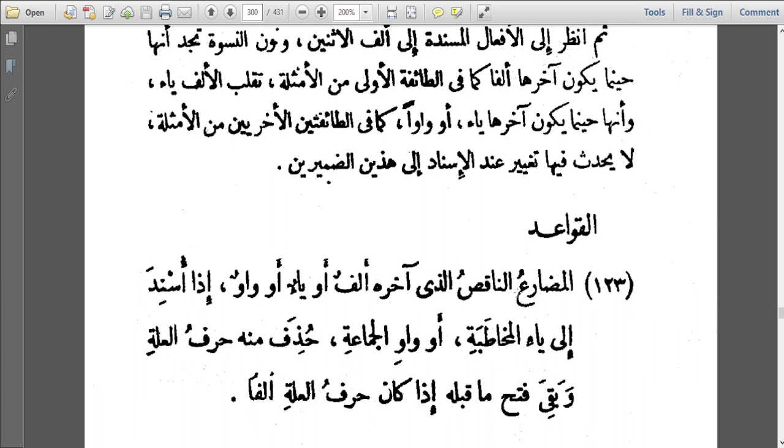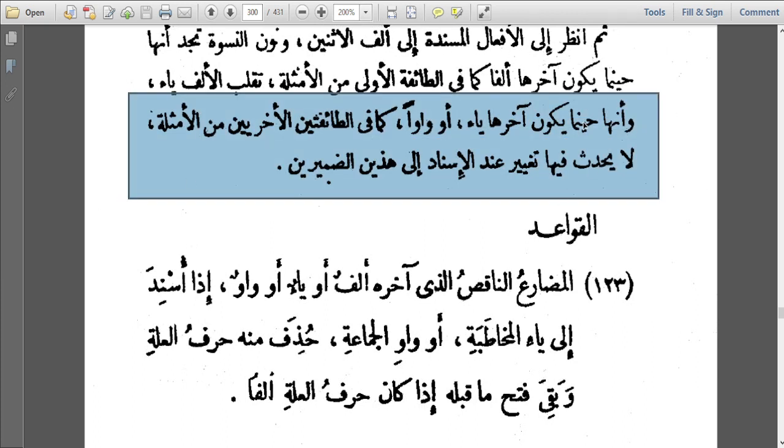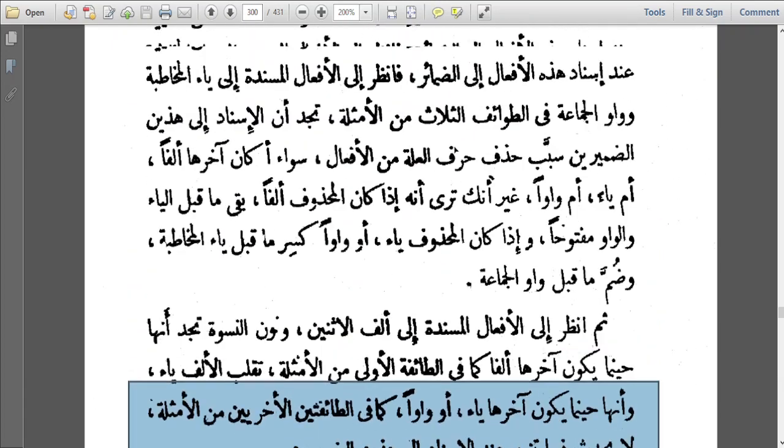And then we have the second part where it says وأما حينما يكون آخرها ياء أو واوا. So we've dealt with the alif ending of the verb. When we have the ending being yai or waw, كما في الطائفتين الأخريين, the two other groups, من الأمثلة لا يحدث فيها تغيير عند الإسناد إلى هذين الضميرين. There is no change when the verb ends with yai or waw, when we are doing its isnad with alif al-ithnain and then nun al-niswa.